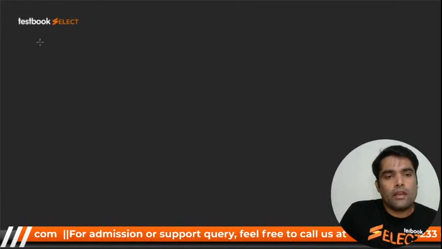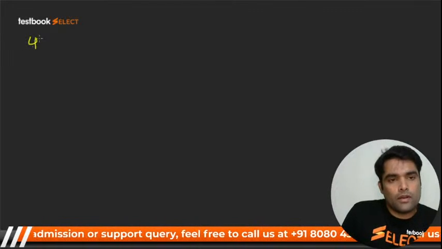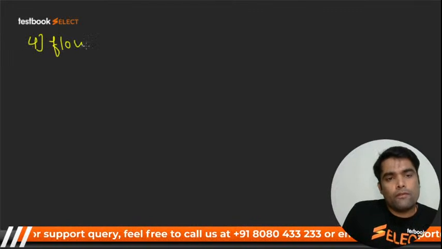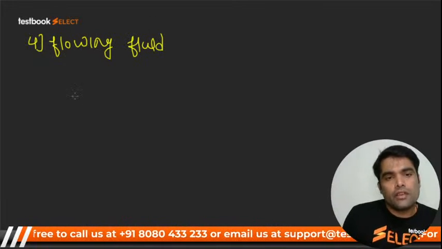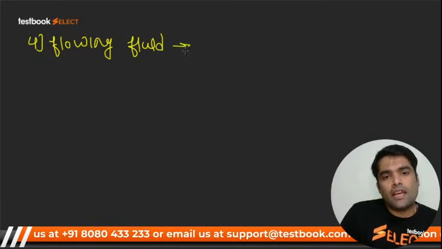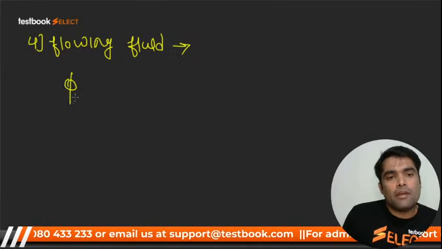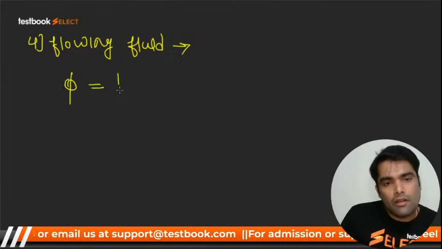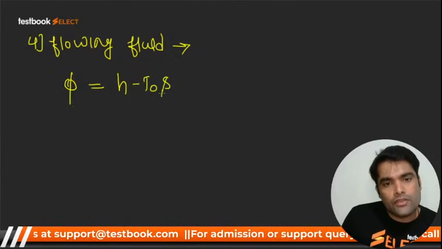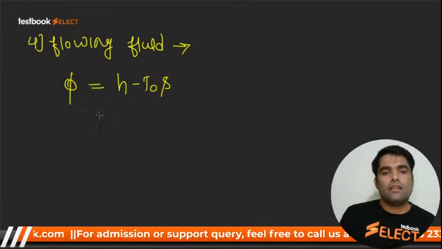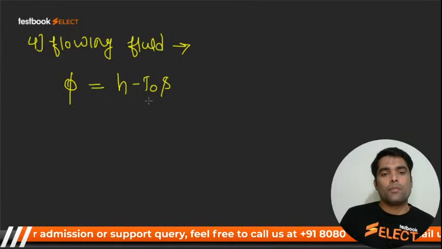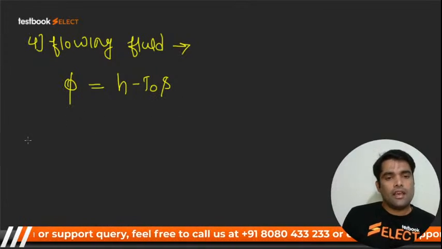Now, if it is a flowing fluid, the fourth one, how can we calculate its available energy? We can calculate it with the help of its availability function, phi. Phi will be equal to h minus T naught into s, where s means entropy.